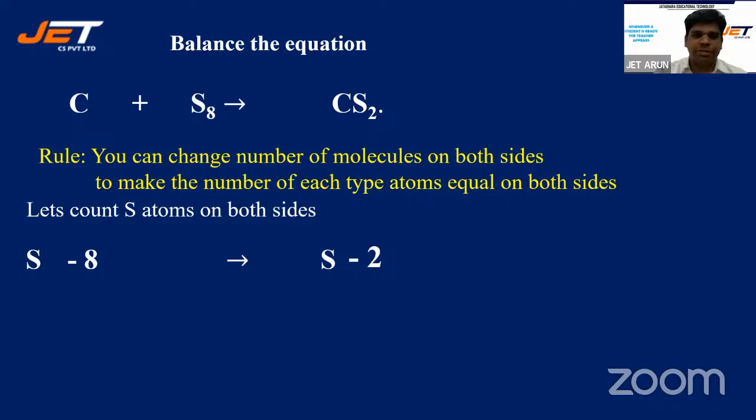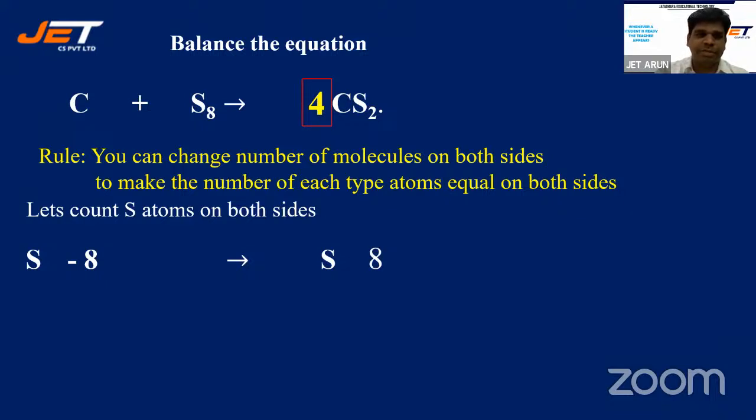To balance this, to make them equal, I'll write a coefficient which is 4. I make CS2 to be 4 CS2 now. Now the stoichiometric coefficient over there is 4. Now it's balanced. Now left hand side it's 8, right hand side also 8.